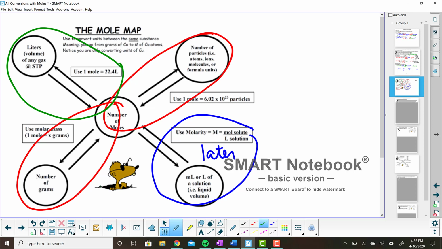Okay? So basically with this mole map here, it's just showing you how to get from one thing to the other. So if you want to get from number of grams to number of moles, you use the molar mass, right? If you want to get from number of moles to number of particles, you use Avogadro's number. So there's a new conversion that we haven't learned yet that uses moles and liters of a gas. So let's learn a little bit more about that.